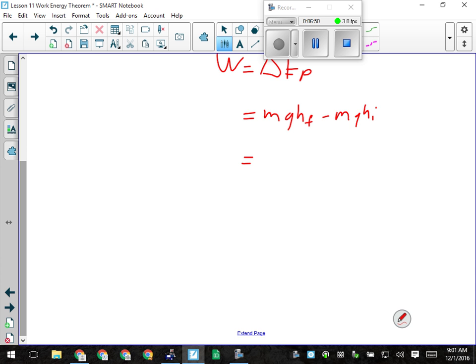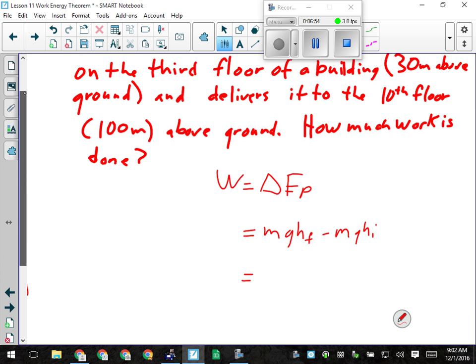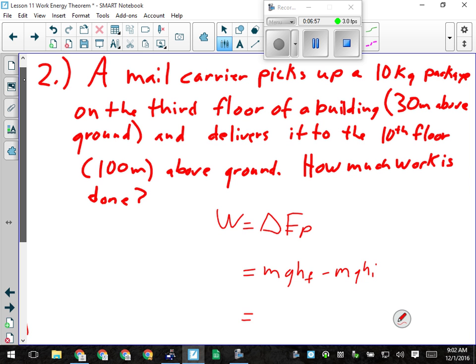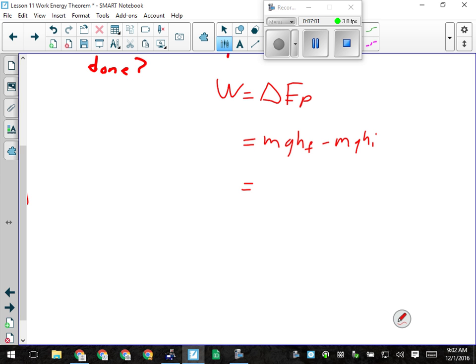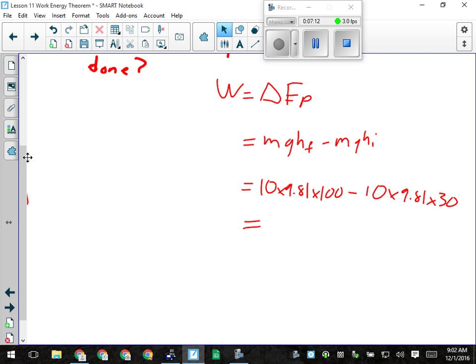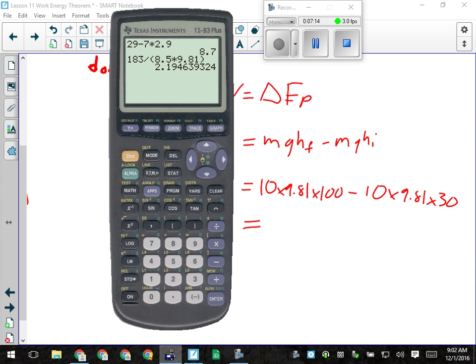All right, so I'm going to plug in my numbers here. The package was 10 kilograms, right? 10 kilogram package, and we're going from 30 to 100 meters. Okay, so 10 times 9.81 times 100 minus 10 times 9.81 times 30. Okay, so when we plug that in, if you're taking the shortcut, then you're going 10 times 9.81 times 70, and you're getting this number.